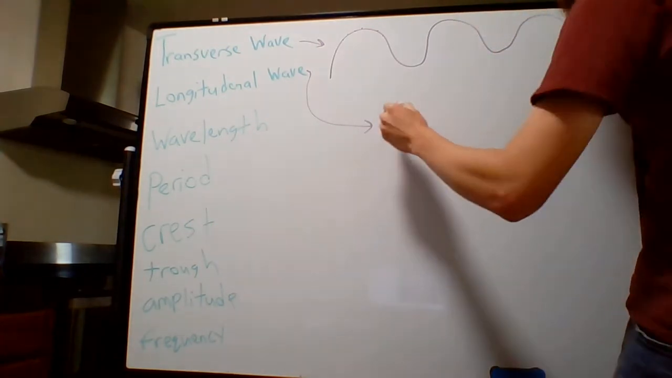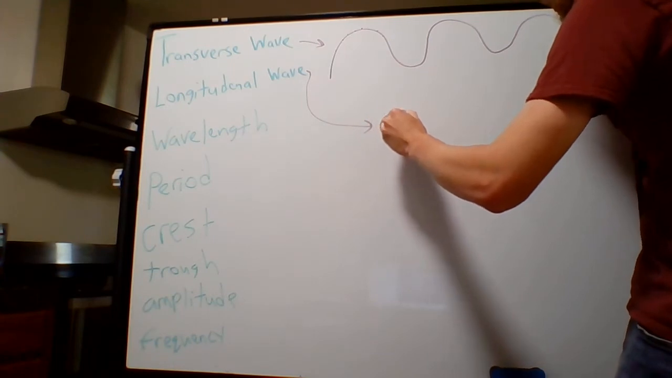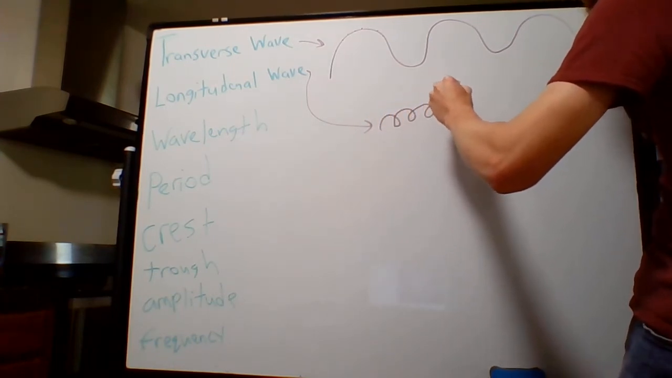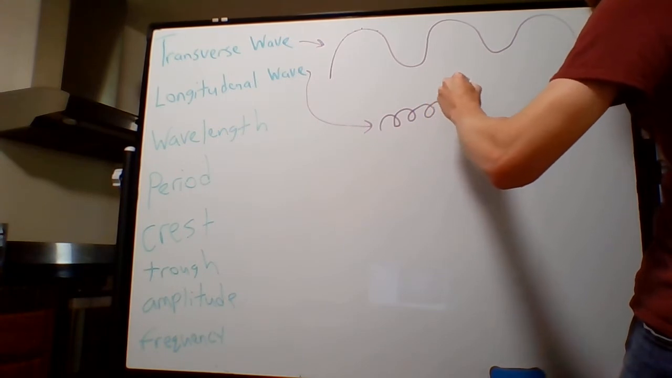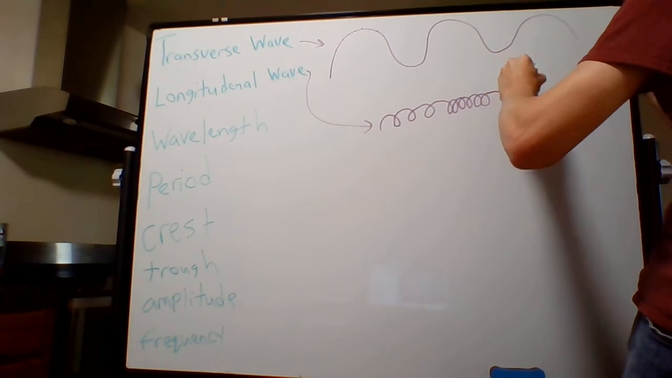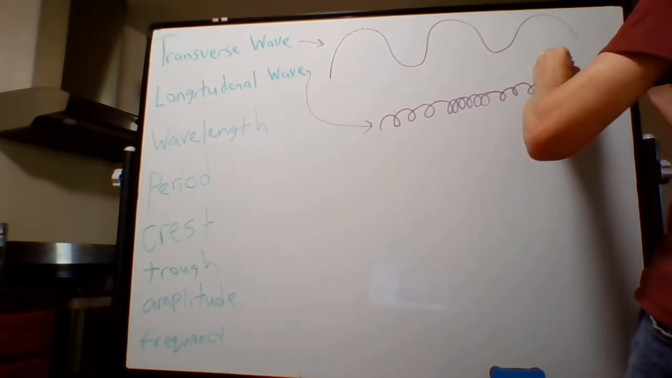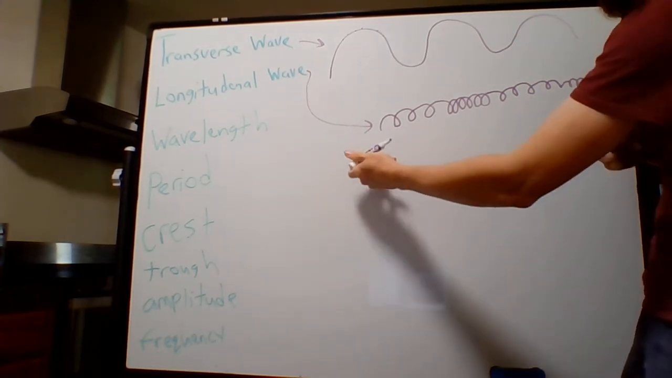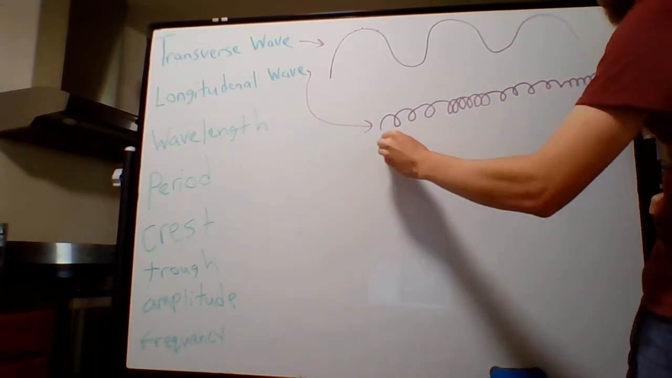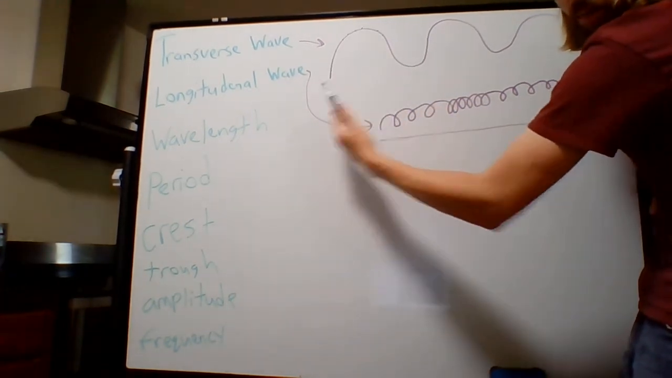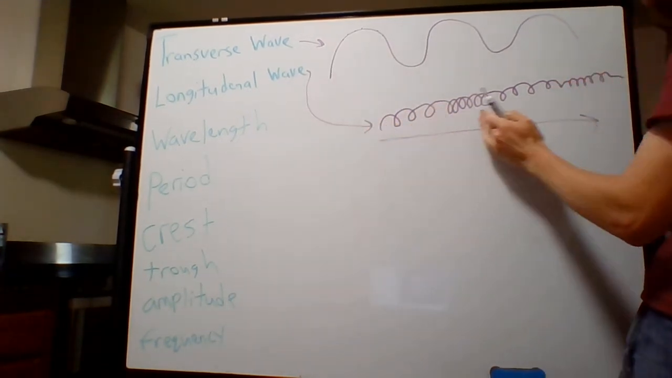Okay, so it would look like this. Here's the spring, and we have a stretched out portion here, and then the spring gets compressed right here, and then we have a stretched out portion here, and then it gets compressed again. All right, so the wave is moving this way. Let's say your hand is here, you're pushing on, and the wave is moving this way.